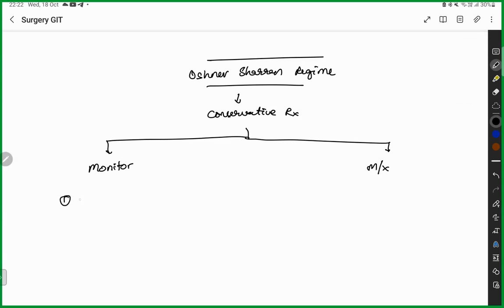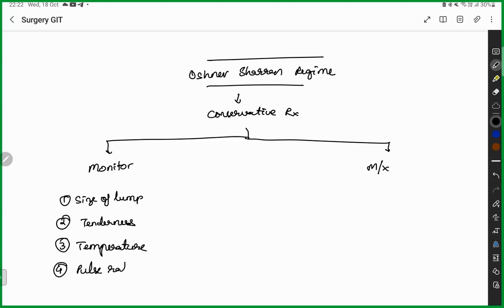Monitoring, what do you do? Number 1, size of lump. You're going to monitor the size of lump. Number 2, tenderness. Number 3, you're going to look for temperature. And number 4, you're going to see pulse rate. I'll repeat once again. Number 1, size of the lump. Number 2, tenderness. Number 3, temperature. And number 4, pulse rate. These are the 4 things which you're going to monitor.